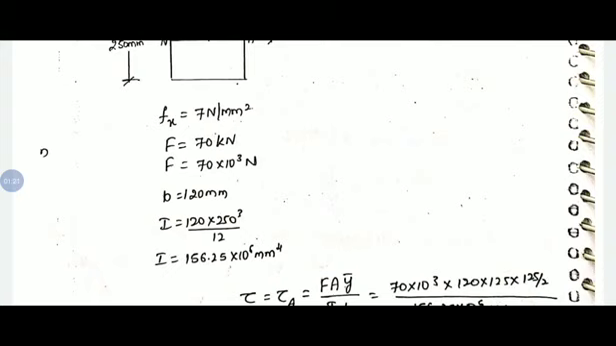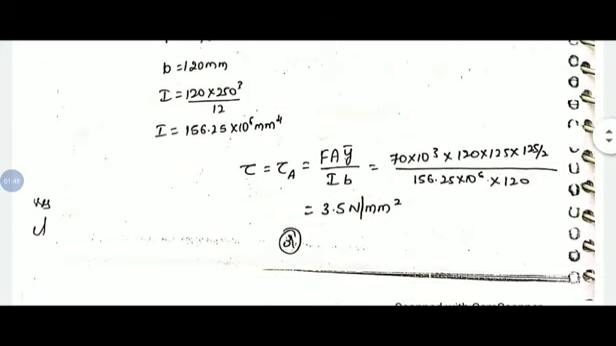Width of the section is 120 mm and moment of inertia is BD cube by 12. It is 120 into 250 cube by 12. So we will get 156.25 into 10 power 6 mm power 4. So first we need to find out the shear stress of the section. For that, tau equals F A y bar by I B. So F is given as 70 into 10 power 3.